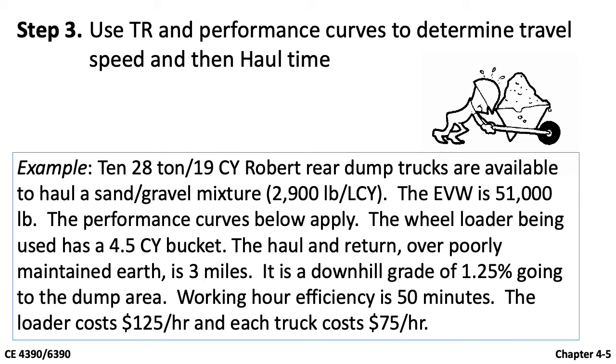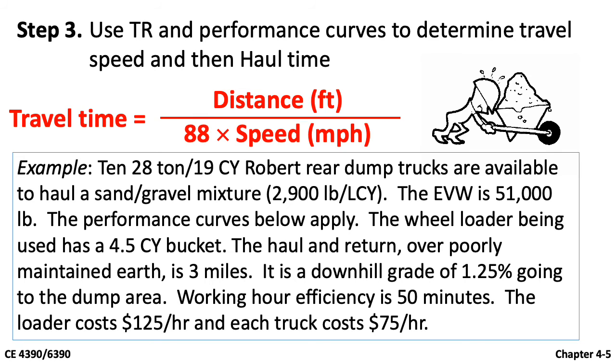Okay, step number 3, use total resistance and performance curves to determine travel speed and then haul time. To calculate travel time, you divide the distance in feet by 88 times the speed in miles per hour. In this example, the distance is given as 3 miles. Again, we will use the performance chart to find the speed.